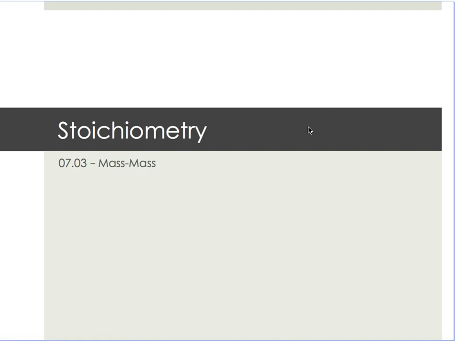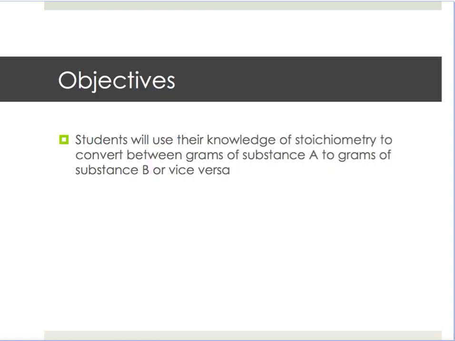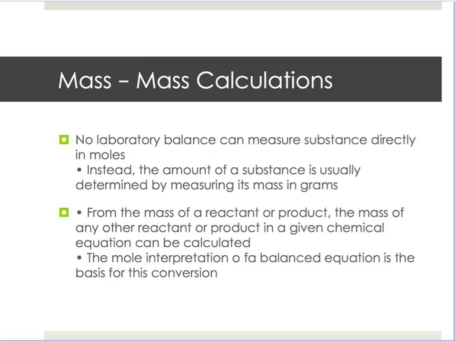We are talking stoichiometry. We are doing mass to mass conversions. So it's just a bit of an extension from going moles to mass. So let's get started. Goals for you today: you're going to be able to use your knowledge of stoichiometry to convert between grams of substance A to grams of substance B, or the other way around. Whatever you want to call B and A, it's kind of arbitrary.